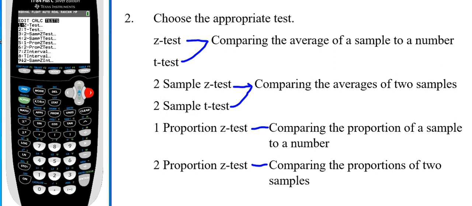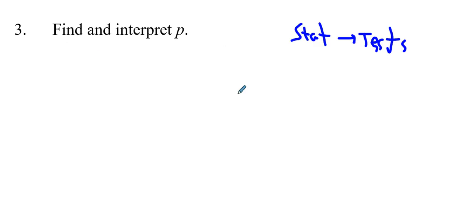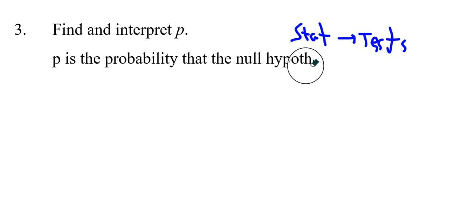Let me put my calculator aside for now. And let's just talk about what this p-value tells us. So a really simplified way of thinking is that P is the probability that the null hypothesis is true. Now, actually, statistically, it's got a more complicated definition than that, but this is probably the easiest way of thinking about what P is.